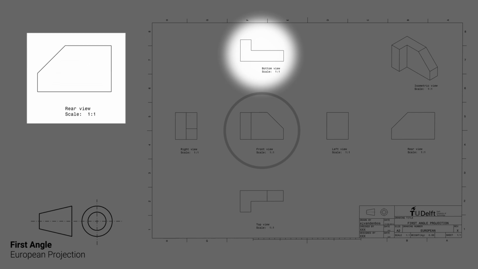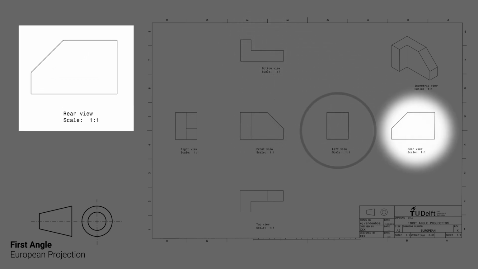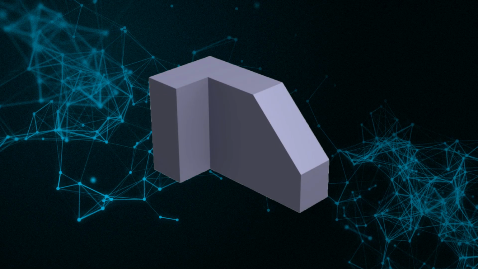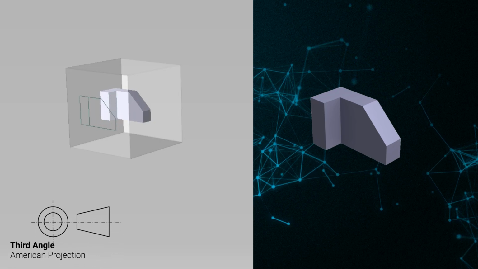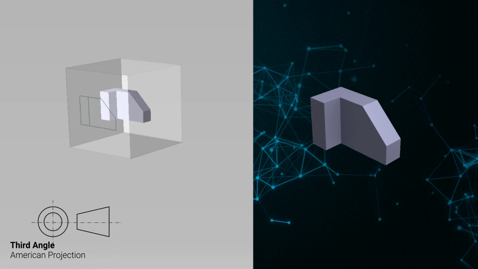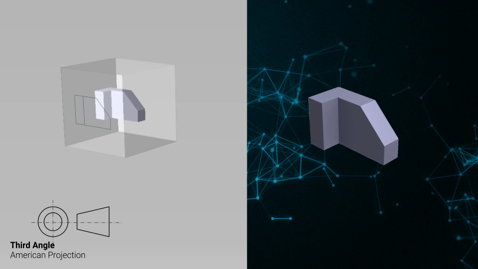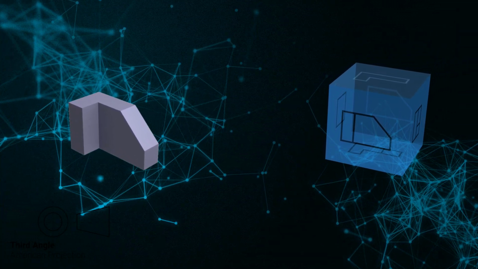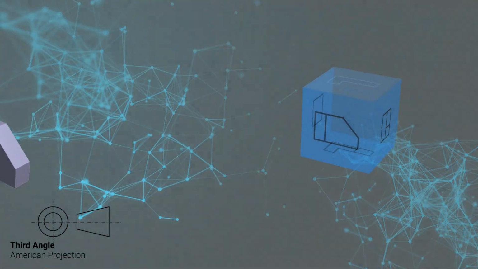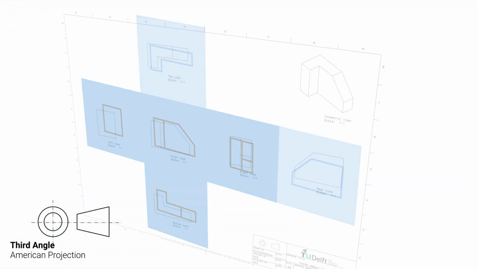When the rear view is shown, it is positioned right from the left view. If outlines and edges are projected to the front face of the cube instead of to the back face, and all six sides are projected to all six faces, unfolding the cube to the front as shown will produce a layout according to the American or third angle projection method.